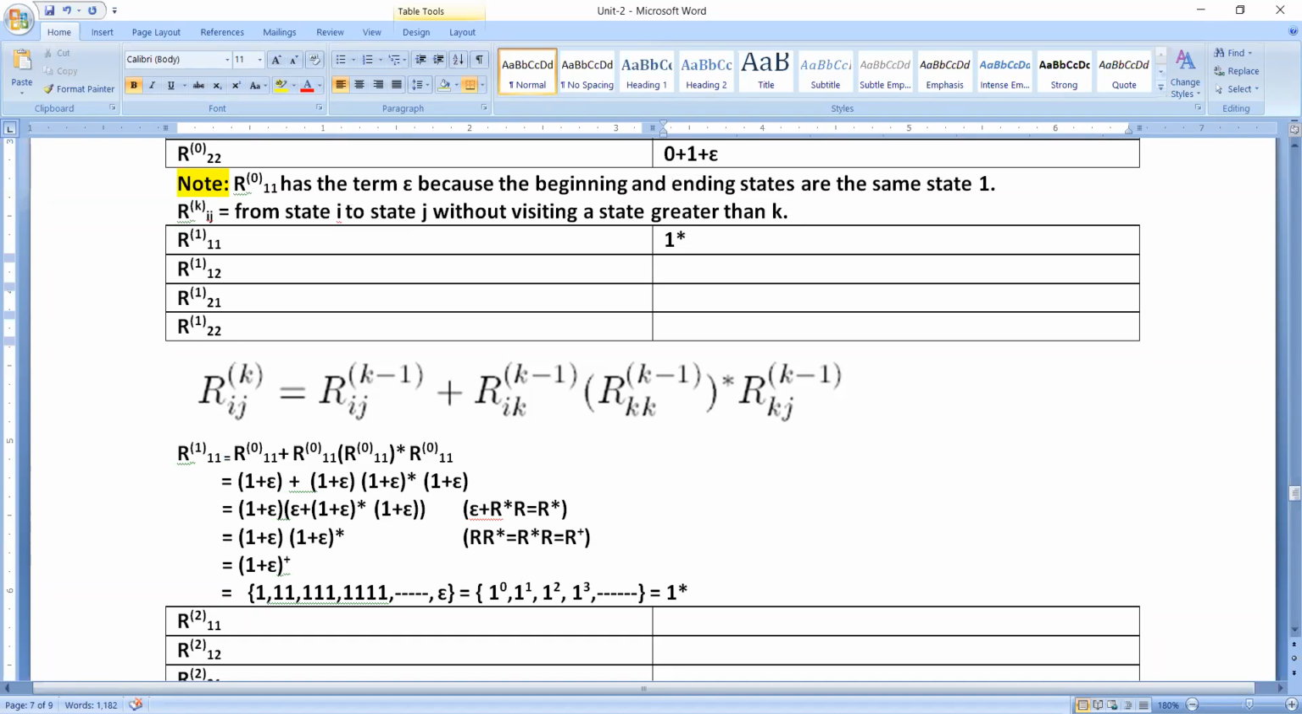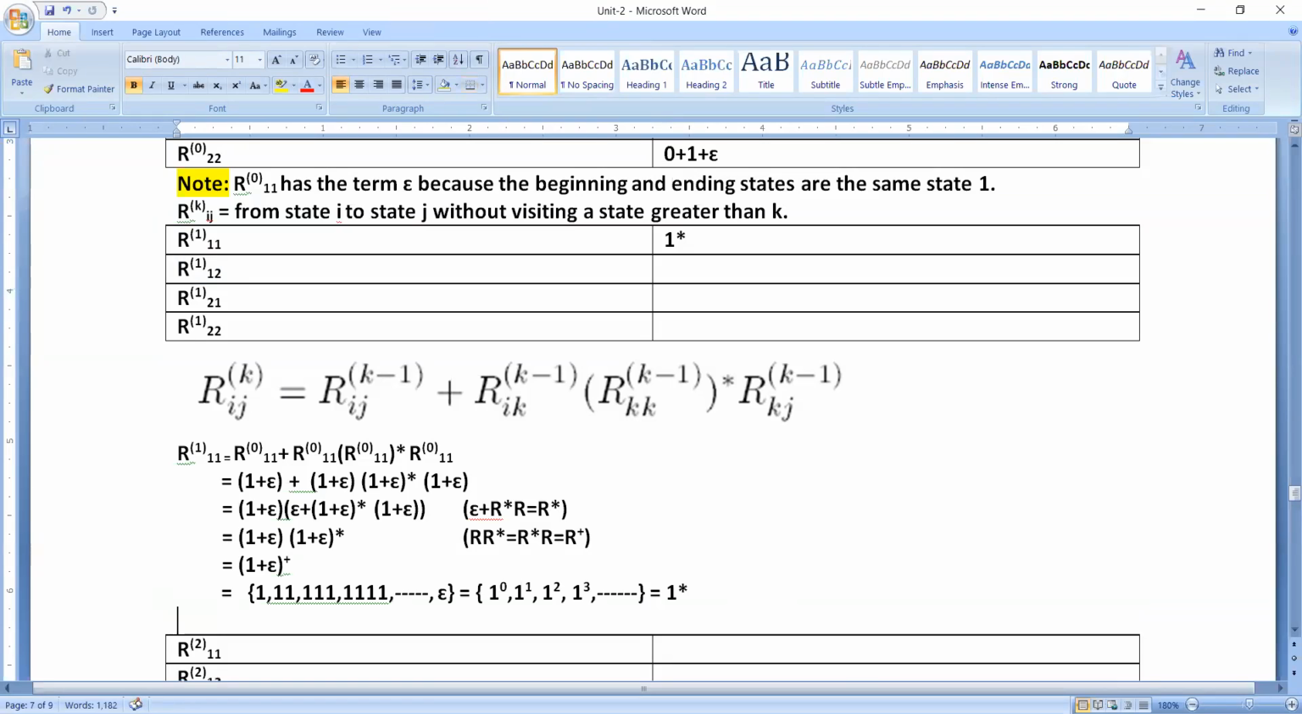Now we have completed it for the 1 power star. Now we need to write it for R1, this one. So that is the reason why I am discussing this topic last, for conversion. The reason is that this requires lots of experience in simplifying regular expressions. That is the reason why I am discussing it at the last.